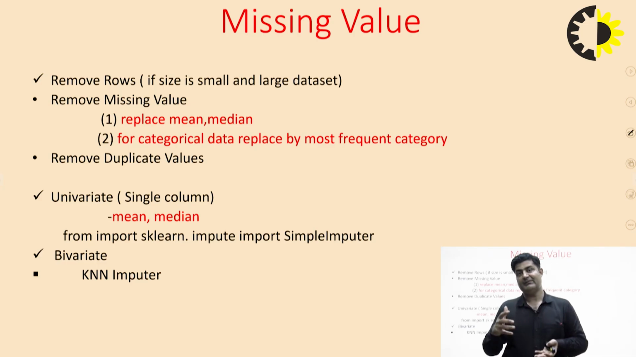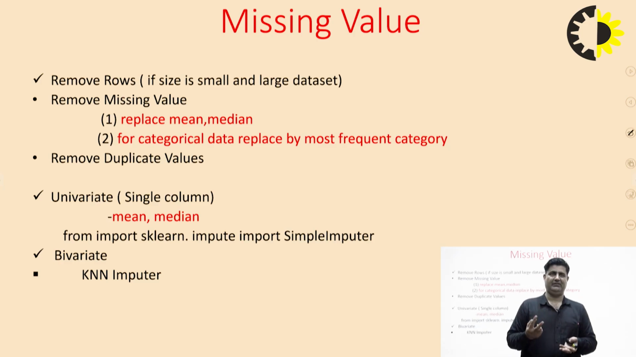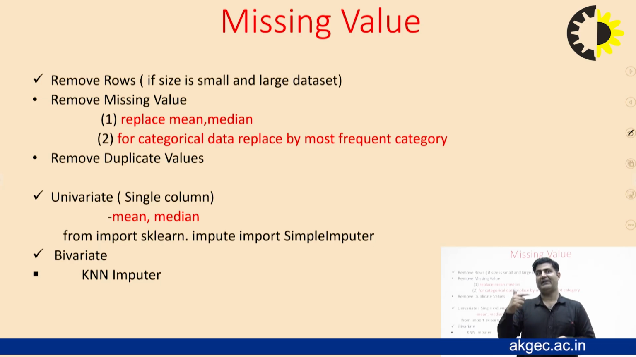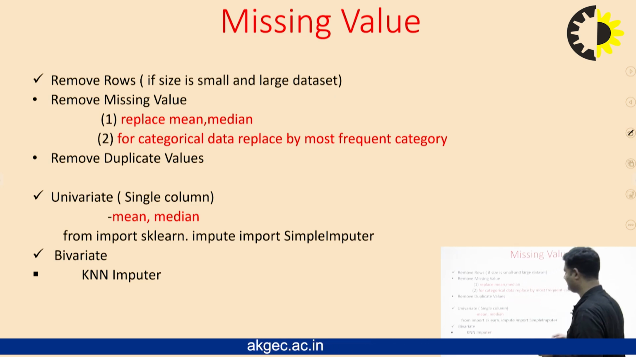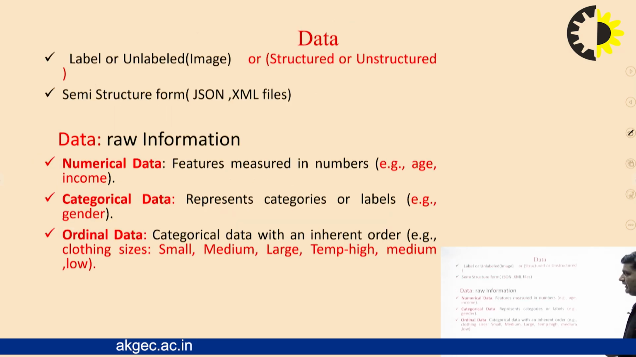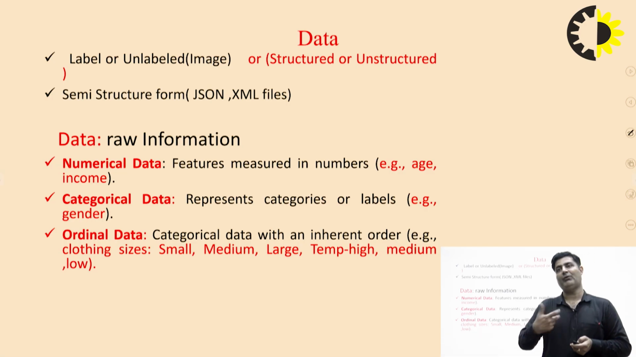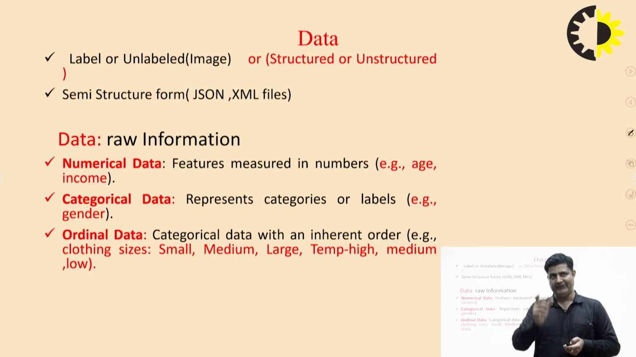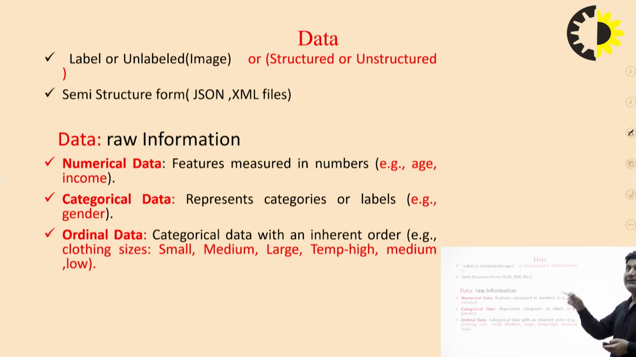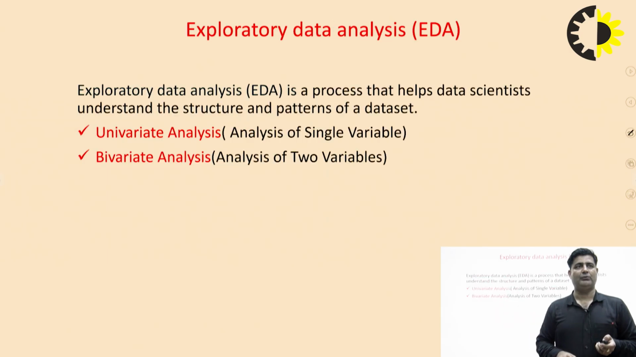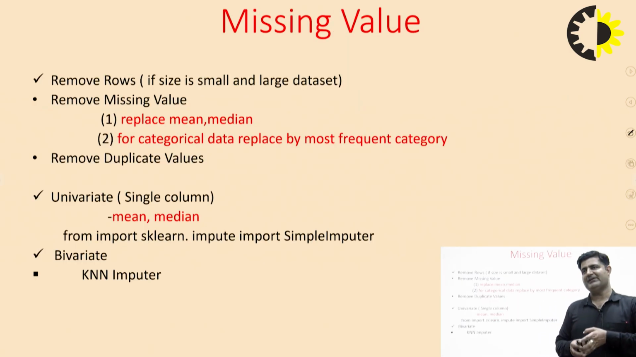Now, the question is: if the size is very small, how can we fill these missing values? We have two types of data. One is data present in numeric form. The other is data present in categorical or ordinal form. So how can we replace these? If the feature is numeric and some values are missing, we fill the values with the help of the mean. We calculate the mean value and replace the missing values with the mean or median value.